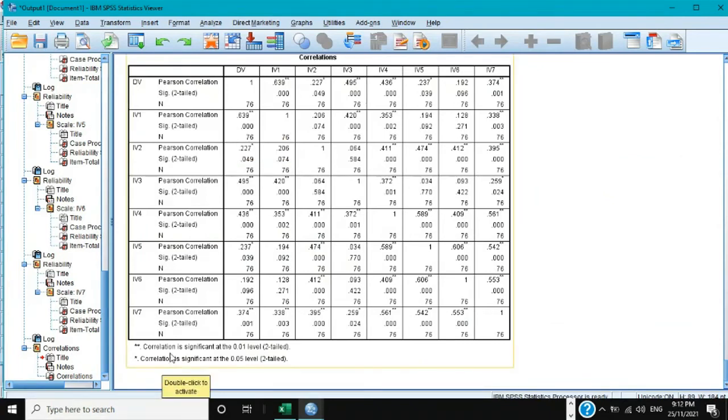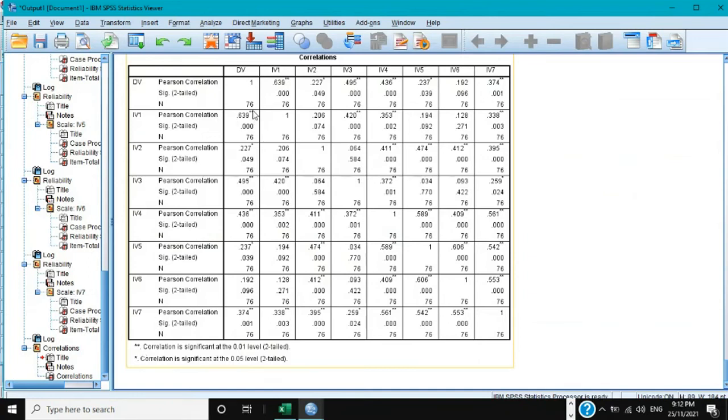In order for you to know whether it is significant or not, whether there is a relationship or not, you have to look at the footnote here. If you have two asterisks, it means the correlation is significant at the 0.01 level, and in brackets, two-tail test, as you have already chosen earlier before you analyzed. One asterisk indicates the correlation is significant at the 0.05 level with a two-tail test. So you have to make sure your figure here has the asterisk, either one or two, to know whether there's a relationship between whichever IV and DV.